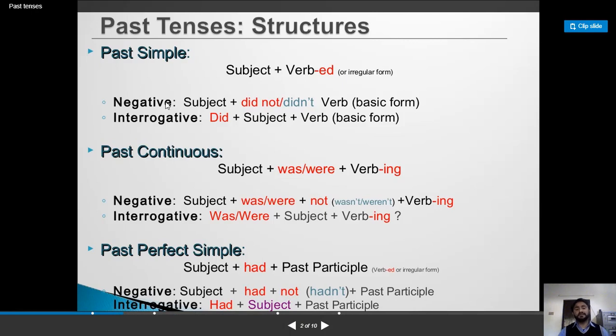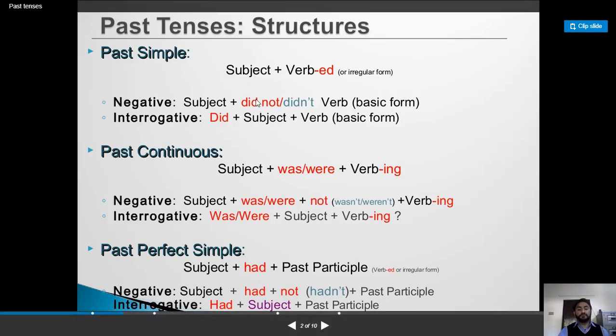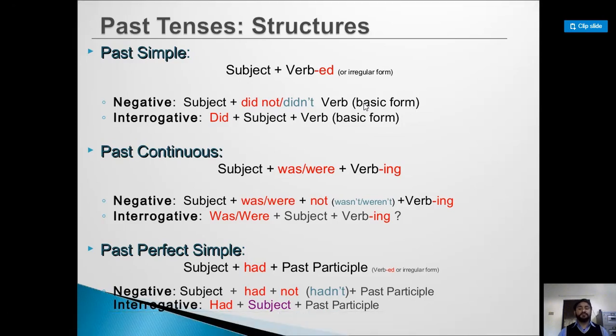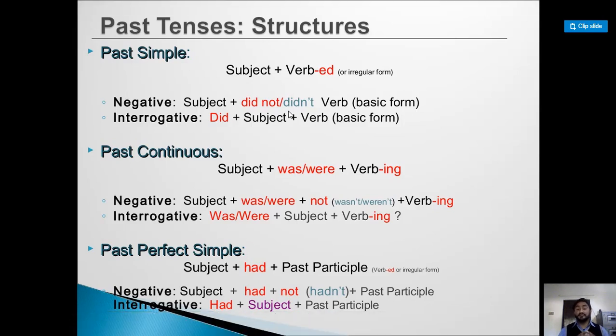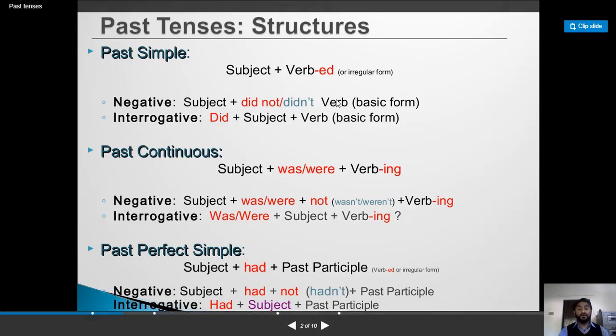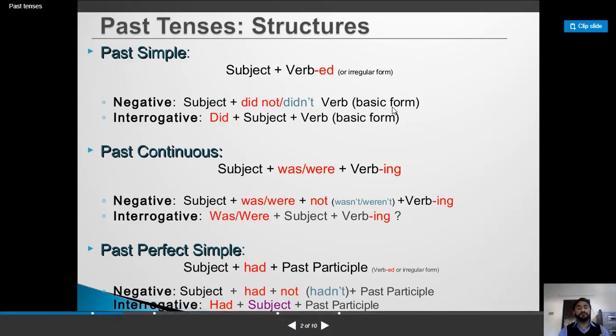As for the negatives, there should be the subject, and did not or didn't, then the verb's basic form. Basic form means the base form of the verb. Once you use did not or didn't, you must use the base form of the verb, that is the bare infinitive. Whenever you use didn't or did not, you cannot use the second form of the verb again. Instead you use the basic form of the verb.